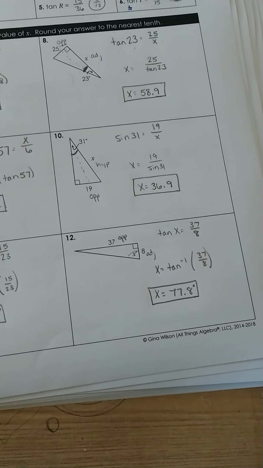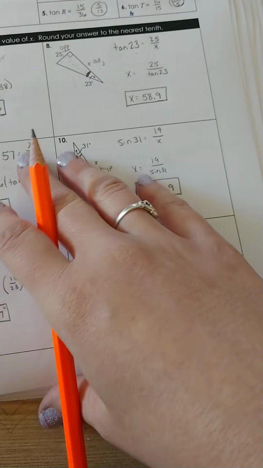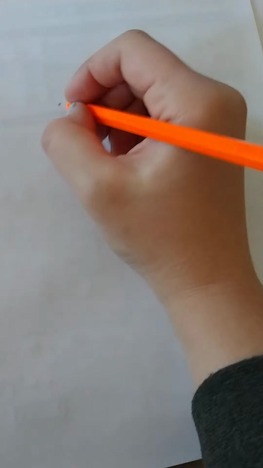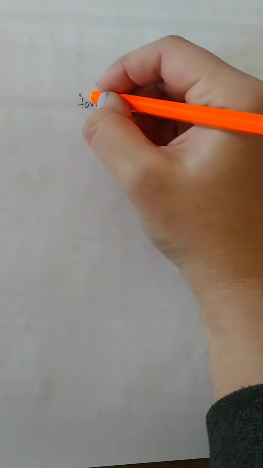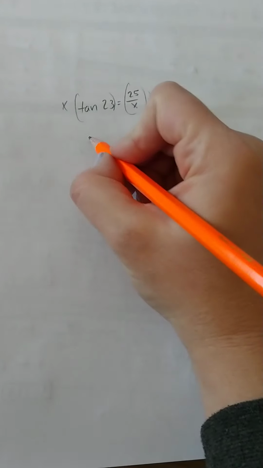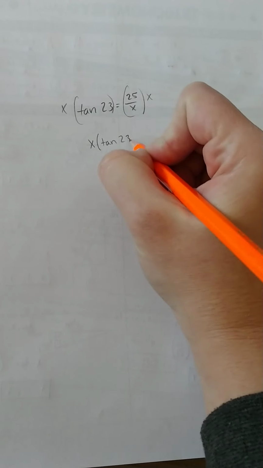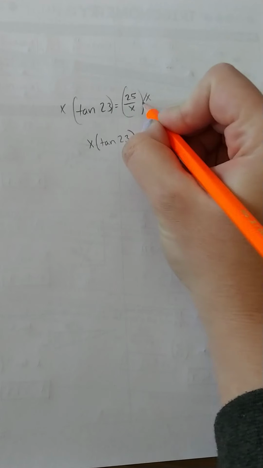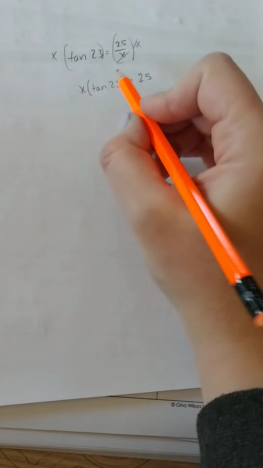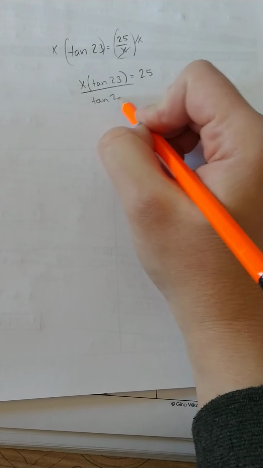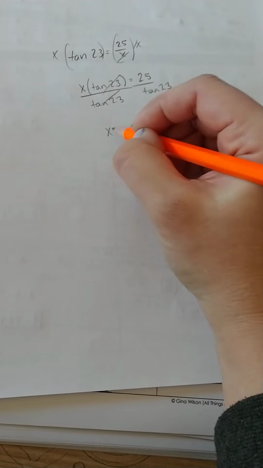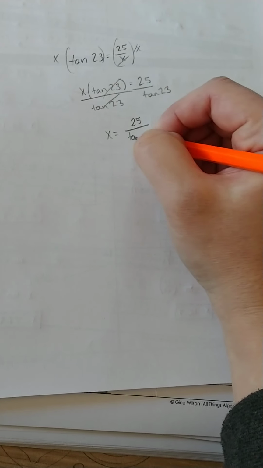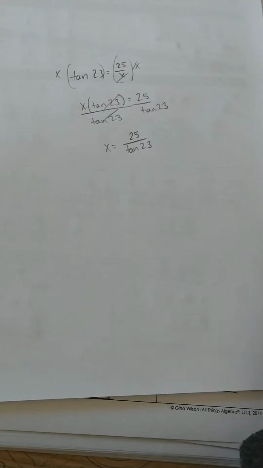If you remember, we went about this a really long way. I'm going to flip this over and show you that really long way. So tangent of 23 equals 25 over x. You can multiply by x on both sides. So you get x times the tangent of 23 equals 25 because these cancel, right? And then if you want that x by itself, you've got to divide by the tangent of 23. These cancel, and you get x equals 25 divided by the tangent of 23. And then you type that in.